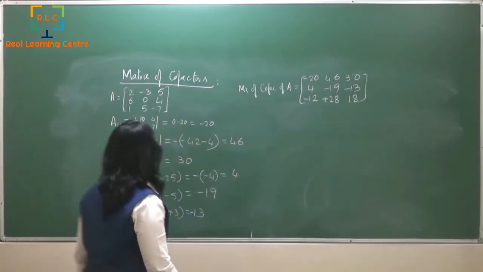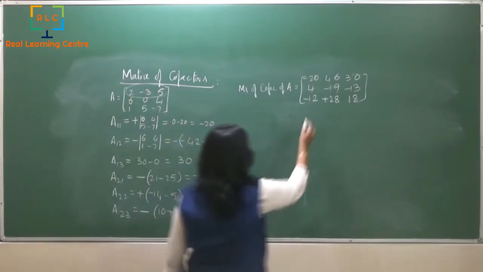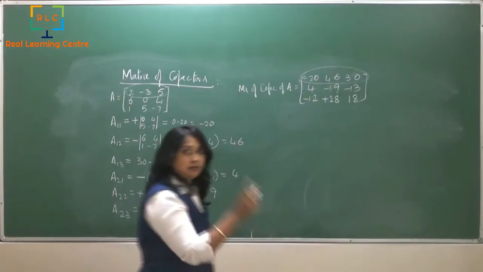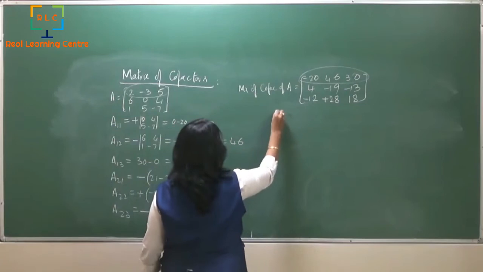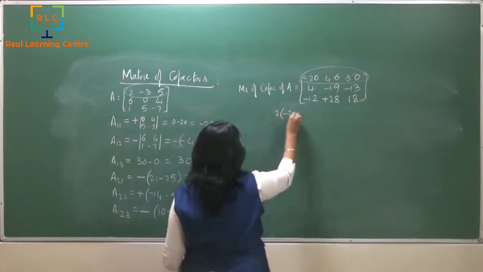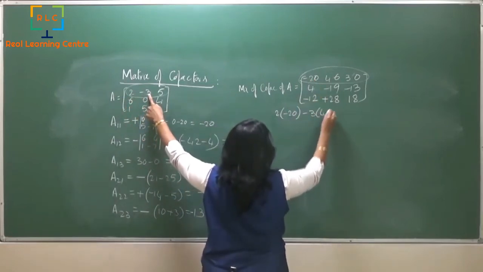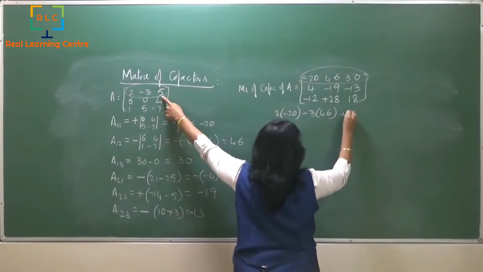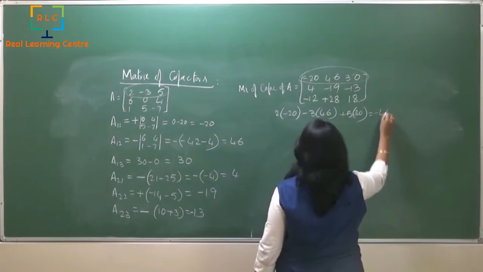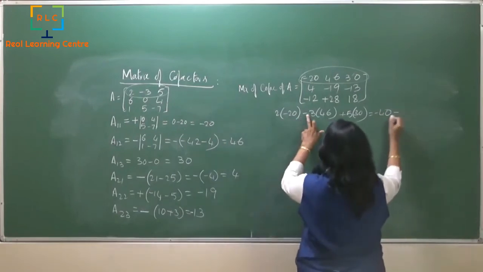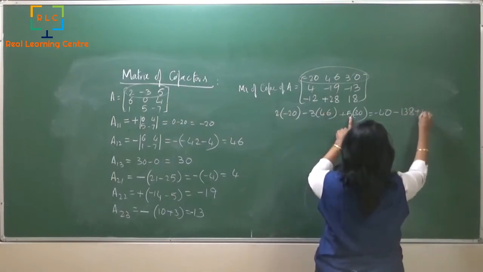I will use row number 1 of this matrix and row number 1 of the cofactor matrix. I will multiply the corresponding elements and we will add. See, you have 2 into minus 20, then minus 3 into 46, and then plus 5 into 30. What does this give you? This will be equal to minus 40 minus 3 6s are 18, 3 4s are 12, 138 plus 150.